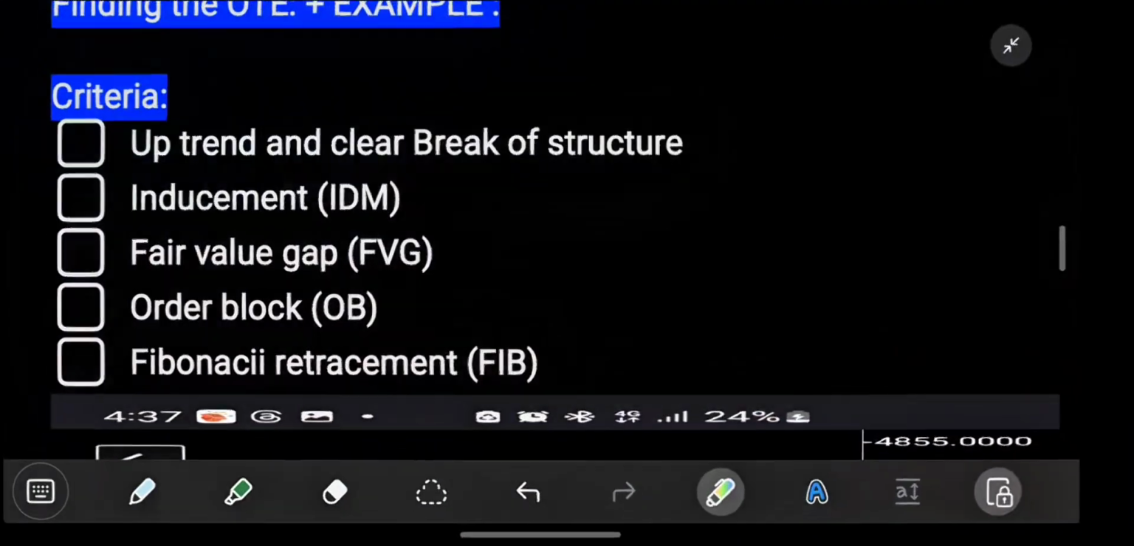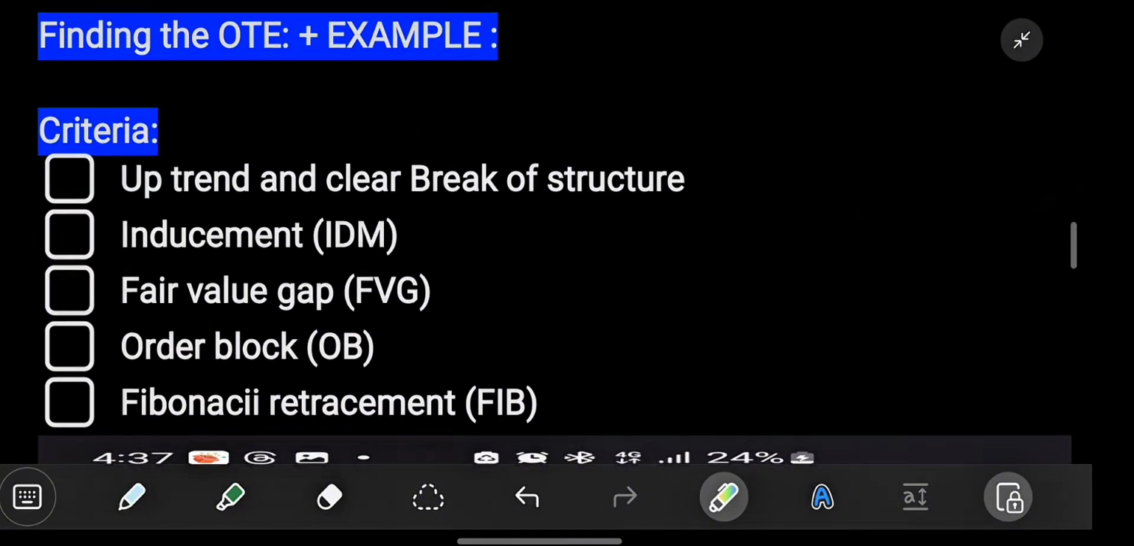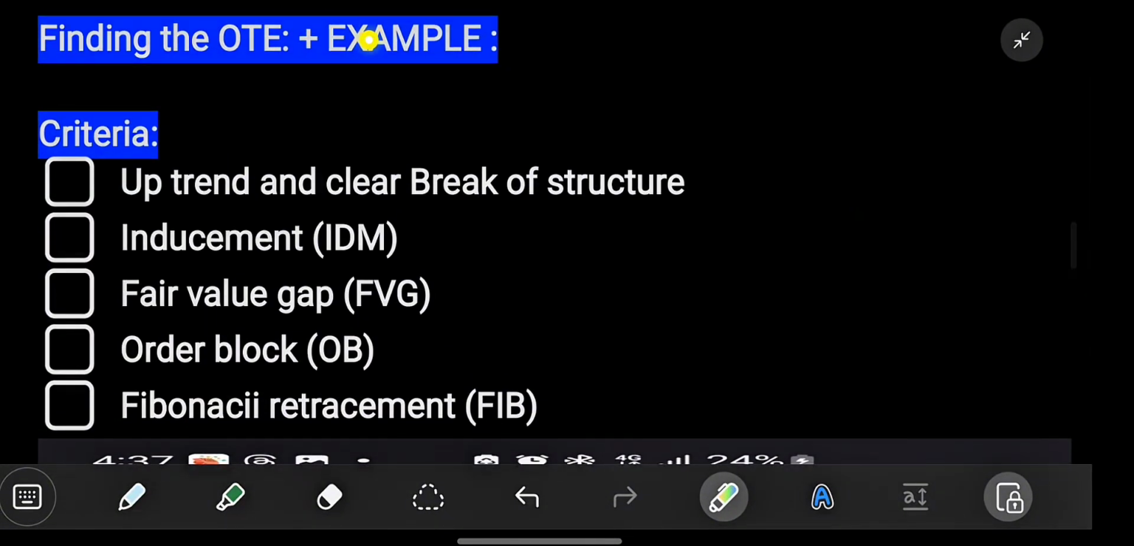Some tools that we're going to be using are these right here. In order to find our OTE, we're going to need our inducement there, we will need our fair value gap, we will need our order block, and we'll use some Fibonacci retracements.